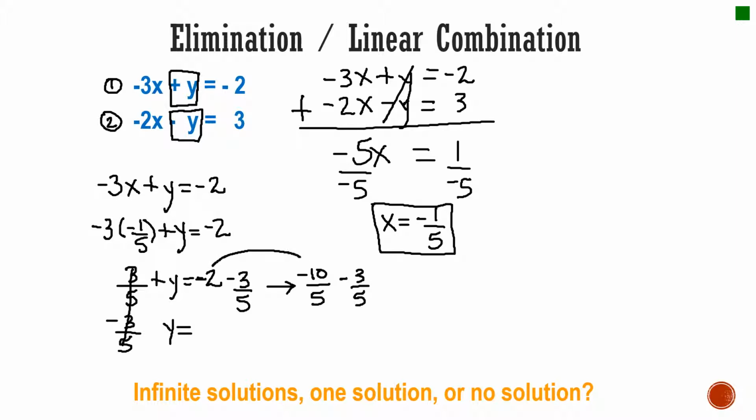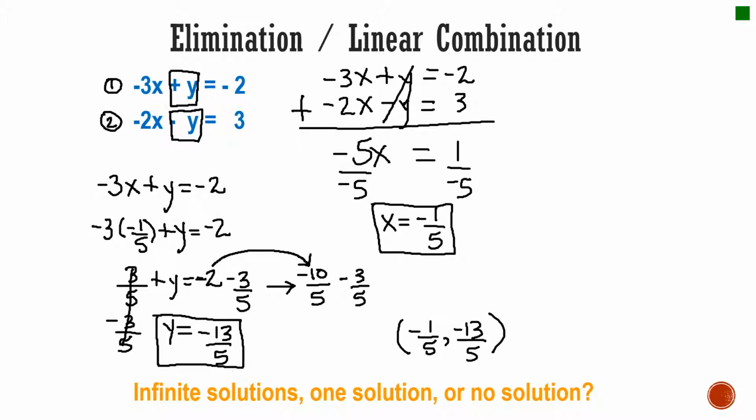Again, that negative 2 changed to a negative 10 fifths. If you divide negative 10 by 5, you do get a negative 2. So then as I combine these two fractions, negative 10 fifths minus 3/5 gives me negative 13 fifths. And I'm going to leave it just like that. That is the solution to my equation. y is negative 13 fifths, x is negative 1/5. So my solution is negative 1/5, negative 13 fifths, and that is one solution.